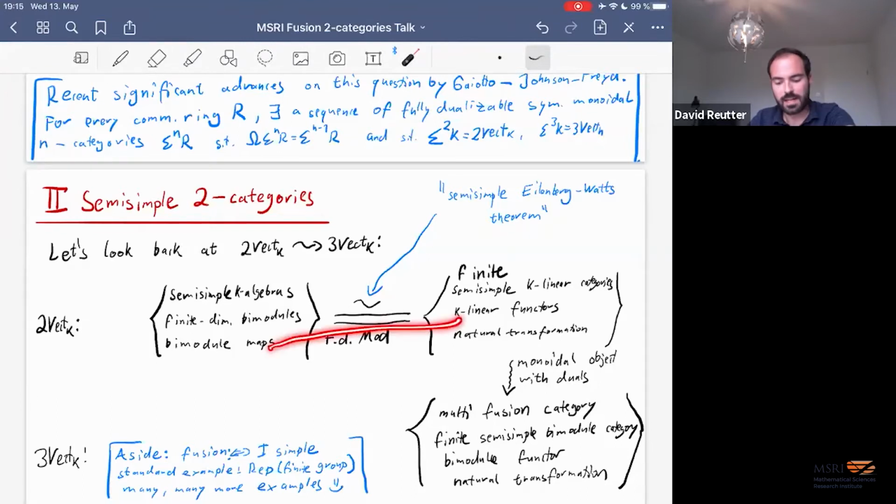But an advantage of passing from this side to this side is precisely this Eilenberg-Watts theorem, which tells me that while here the 1-morphisms are bimodules, and therefore hard to work with, here the 1-morphisms are just plain functors. So on this side, a monoidal object will just be a monoidal category whose underlying 1-category is K-linear and semi-simple, and which has duals as a monoidal category. Whereas here, a monoidal object would be an algebra together with an A tensor A to A bimodule, which would fulfill various relations.